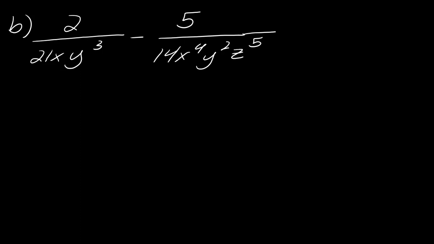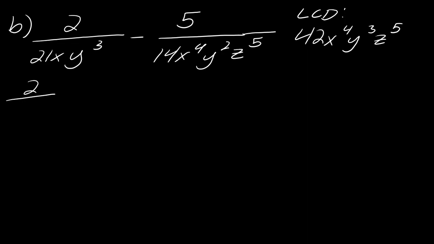So same number for my LCD, just slightly more complicated with the letters. So now my LCD here is going to be 42 x to the 4th, y to the 3rd, z to the 5th. And so once again, let's go ahead and just work this out. So I've got 2 over 21 x y cubed.